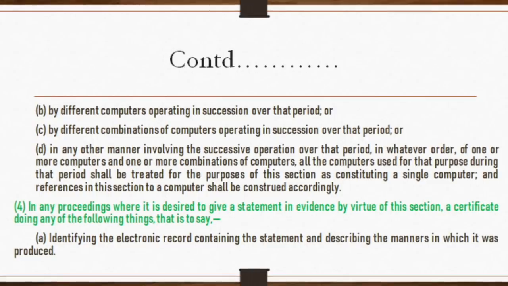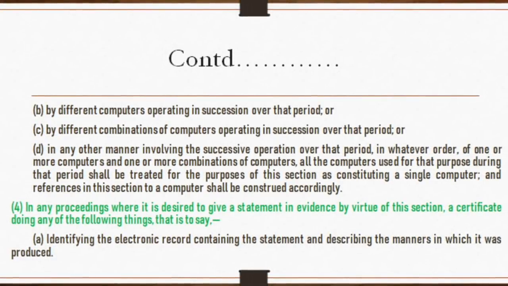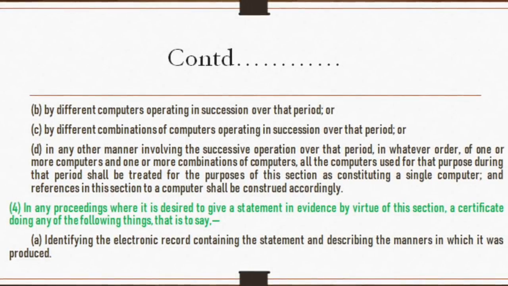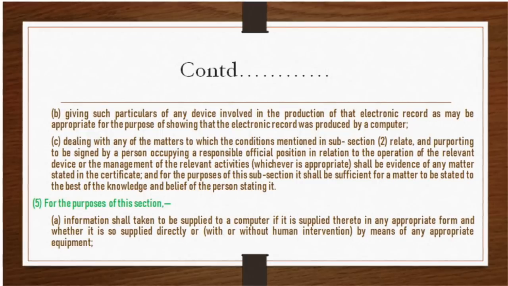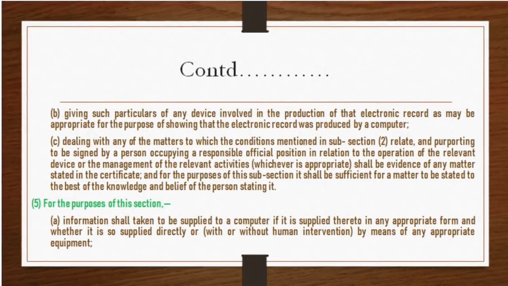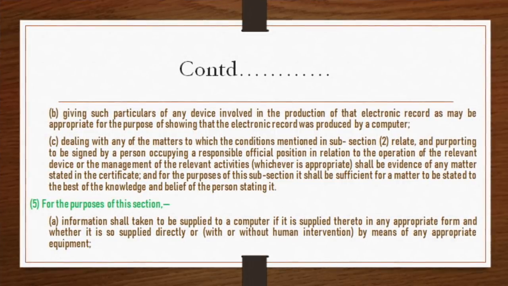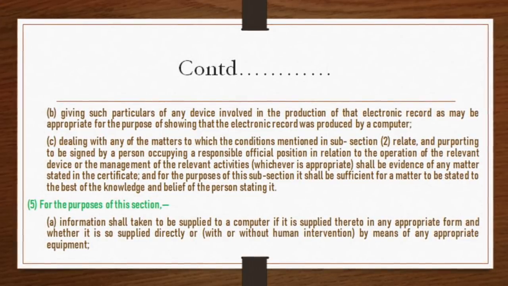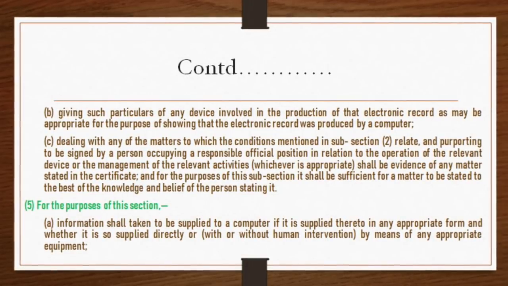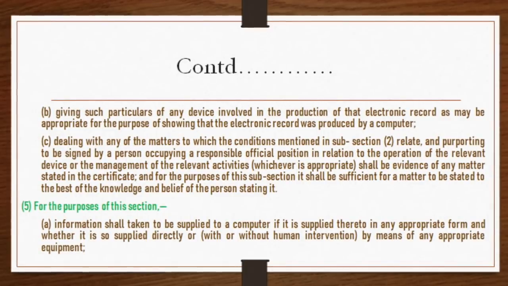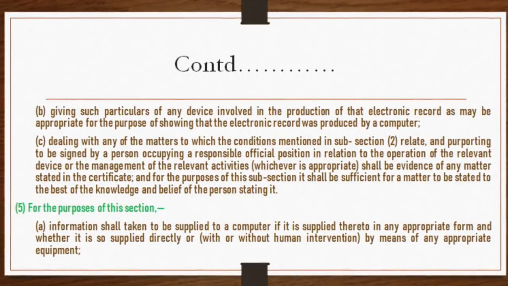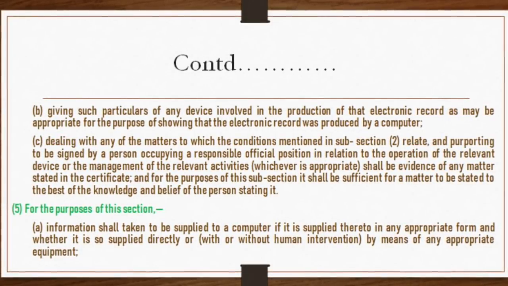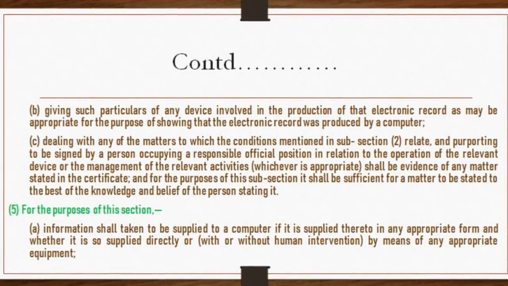Now, as per subsection 4, in any proceedings where it is desired to give a statement in evidence by virtue of this section, a certificate doing any of the following things, that is to say, identifying the electronic record containing the statement and describing the manner in which it was produced, giving such particulars of any device involved in the production of that electronic record as may be appropriate for the purpose of showing that the electronic record was produced by a computer, dealing with any of the matters to which the conditions mentioned in subsection 2 relate, and purporting to be signed by a person occupying a responsible official position in relation to the operation of the relevant device or the management of the relevant activities, whichever is appropriate, shall be evidence of any matter stated in the certificate. For the purpose of this subsection it shall be sufficient for a matter to be stated to the best of the knowledge and belief of the person stating it.